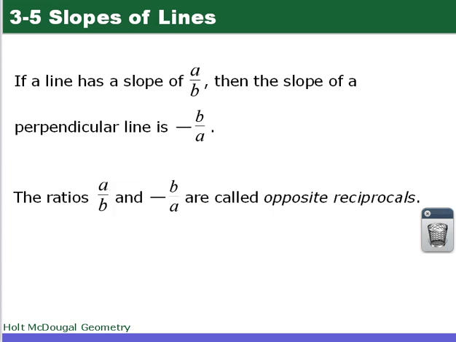So as Ms. Briscoe mentioned, we talked about opposite reciprocals. That means if a line has a slope of A over B, then the slope of the line perpendicular is going to be the opposite reciprocal, which would be negative B over A. So to take the product, if we multiply A over B by negative B over A, we'll get a -1. And those are opposite reciprocals.